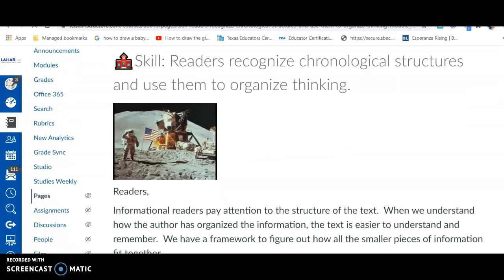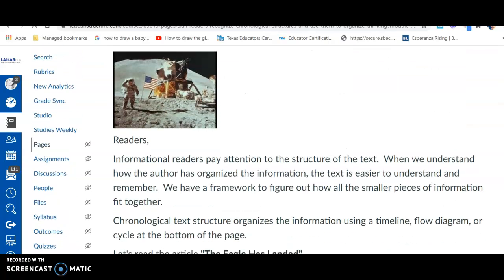All right, boys and girls, we're going to be looking at a couple things together today where authors are using the text structure chronological order. When we understand how authors have organized their information, the text is easier to understand and for us to remember. We have a framework to figure out how all the smaller pieces of information fit together. I like to call this synthesizing.